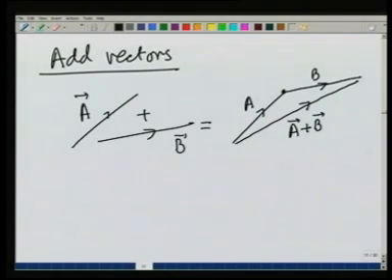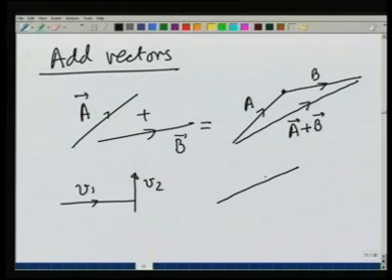You may ask, why do I add this way? Does it make sense? It certainly does. Suppose there is a ball moving like this with velocity v1, and I hit it so that it acquires a velocity v2 in this direction. Experience tells me that it would be moving in a direction like this, which would be a sum of v1 plus v2. You see, I have added v1 and v2 using the prescription I just gave you. I draw v1 and put the tail of v2 on the head of v1, draw this vector, and this gives me v1 plus v2.